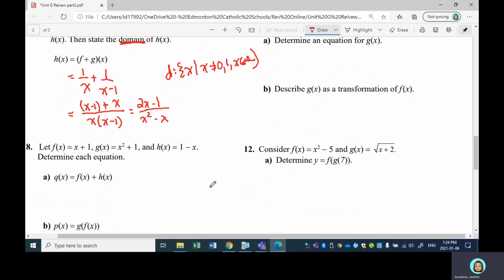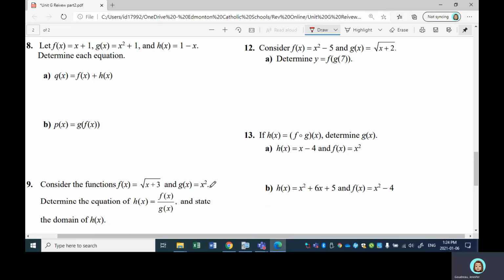Question 8. If f at x is equal to x plus 1 and g at x is equal to x squared plus 1, h at x is equal to 1 minus x. So we've got a couple of different things going on here. Determine each equation. q at x is equal to f at x plus h at x. Okay. f at x is x plus 1. h at x is 1 minus x, and we always simplify, so collecting like terms, we're going to have x minus x, which is 0, 1 plus 1, which is 2. Done. That would be our answer for that one.